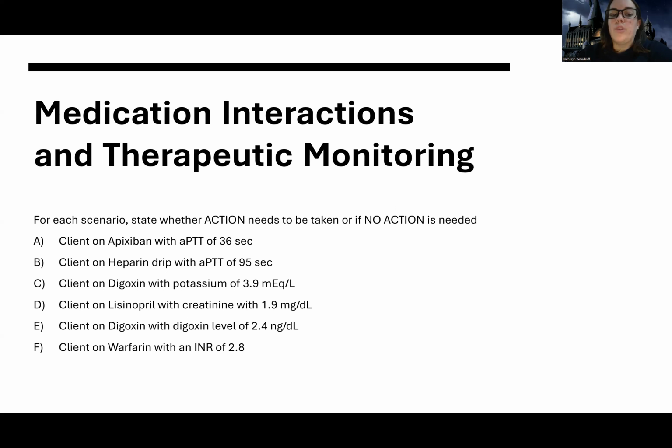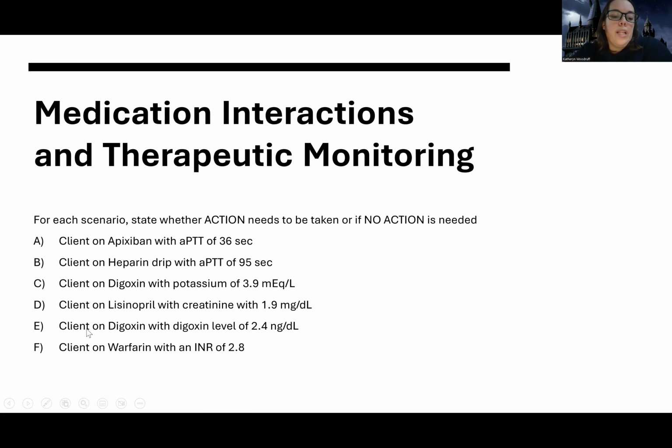So I would be wanting to hold or concerned about a patient on lisinopril if their creatinine's high or if their potassium is high, or if they're getting something else that could increase their potassium. So for this, an action would be needed, and probably the action is going to be holding the medication.